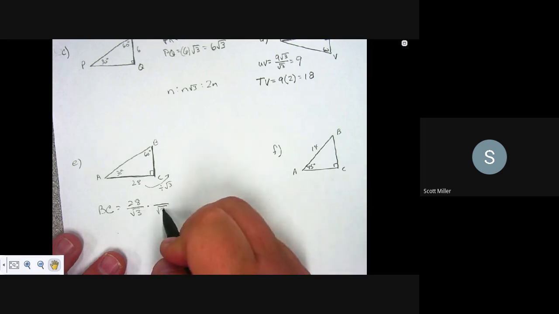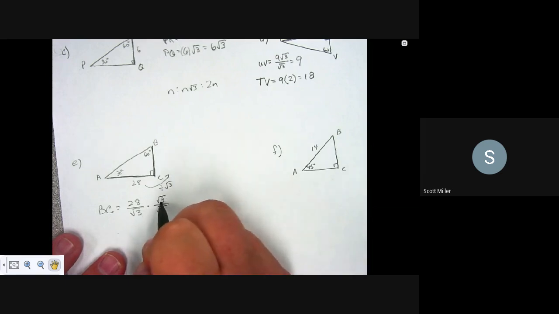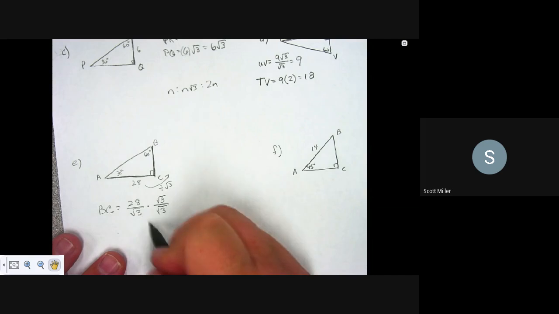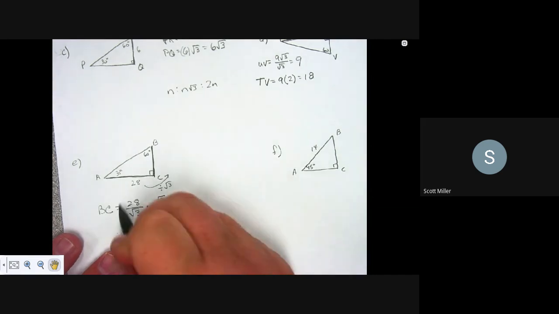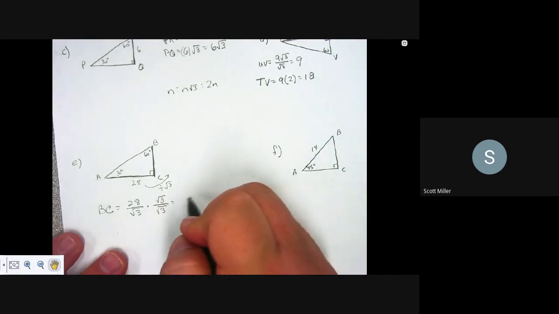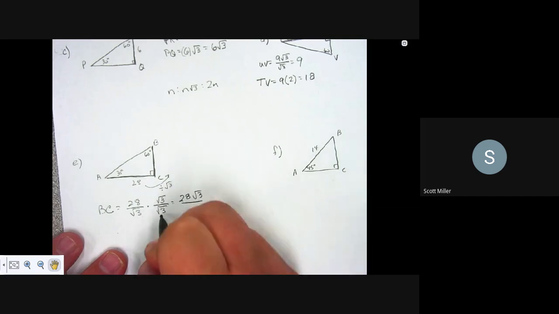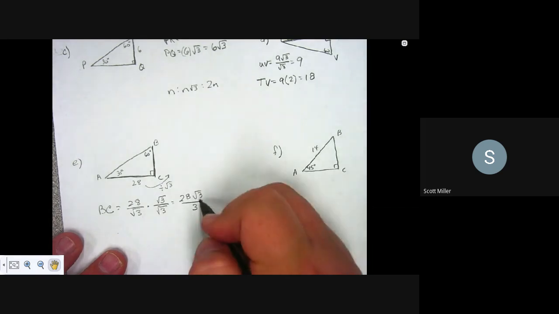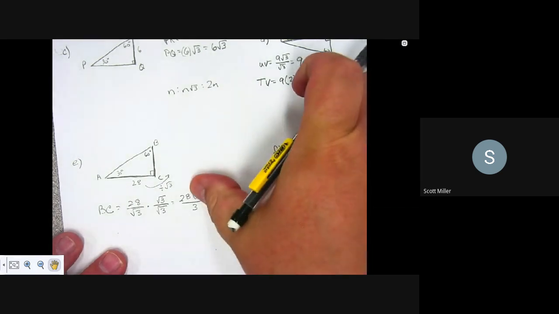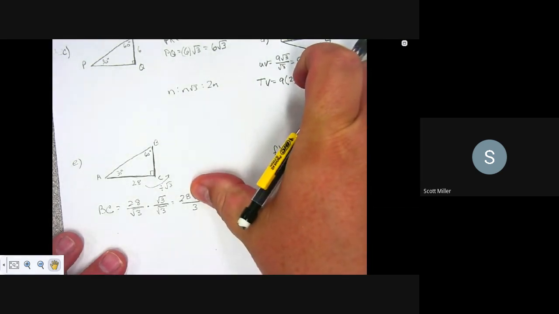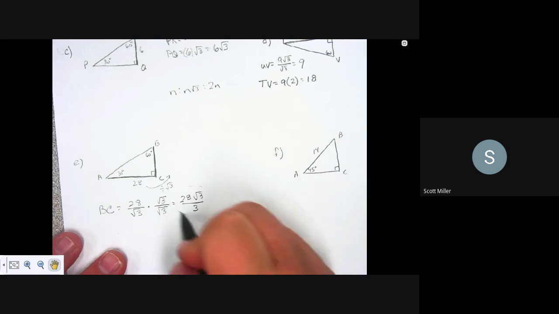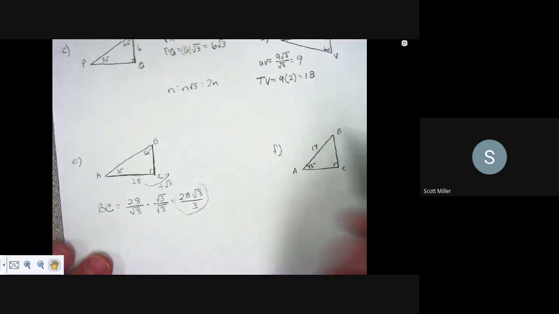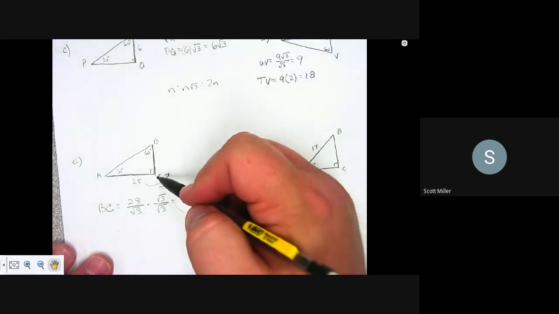But I can't just do it to the bottom. I also have to do it to the top. See, this is the equivalent of timesing by 1. So we're changing its look, but we're not changing its value. So this is 28 times the square root of 3, and then the bottom just becomes a 3. You look to see if anything can reduce. Never go into radical to reduce. Nothing there will reduce. This is your final answer. That is BC. And BC is the short side.